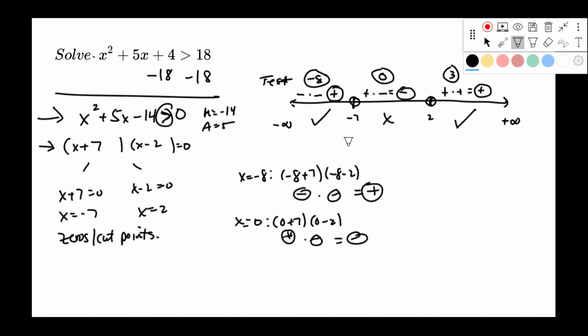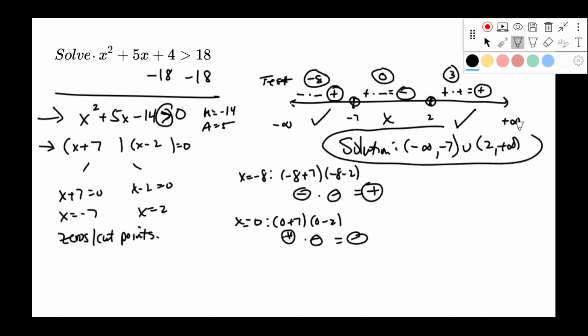They don't count. So my solution is going to be the first interval, negative infinity to negative 7, with a parenthesis. It's an open circle. Not the second interval, no good. And the third interval from 2 to infinity. This is the correct answer. That's how we're going to do this algebraically.